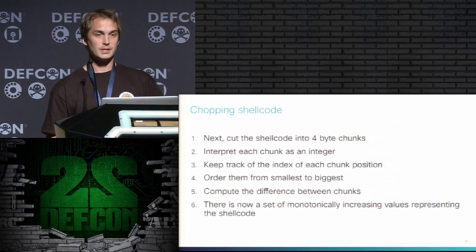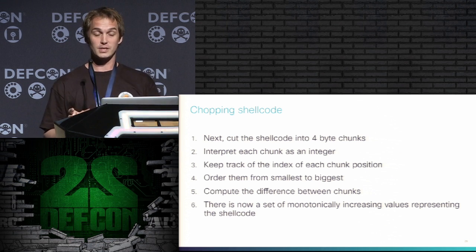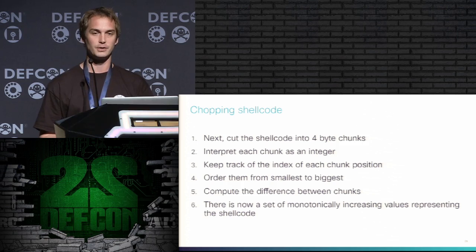Since you're always going to be adding, you want them ordered, because you always want to go from smaller to bigger. So you take your shellcode, cut it into little bits as numbers, keep track of their position, and reorder them from smallest to biggest. Then you compute the difference between each chunk. That gives you deltas between your pieces of shellcode, and it keeps your shellcode monotonically increasing, meaning that each time you add a value to your register, it's always going to go up.